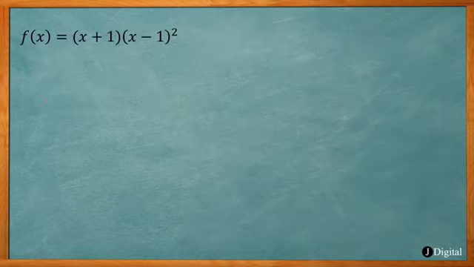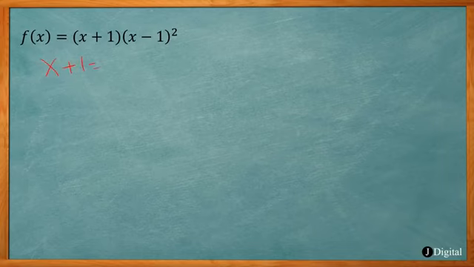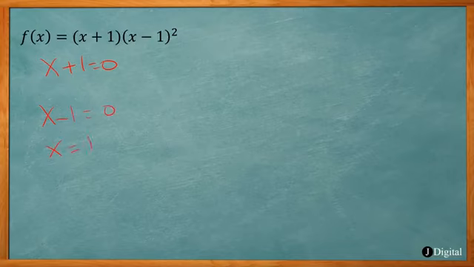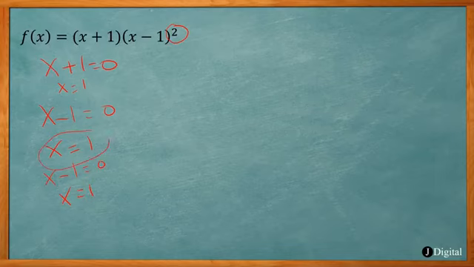Now if I look at this function, again I can do x plus 1 equals 0, and x minus 1 equals 0, so we get x equals 1 here, and x equals negative 1. But here we have 2, so I have another x minus 1 equals 0, and x equals 1. So I have 2 at x equals 1.